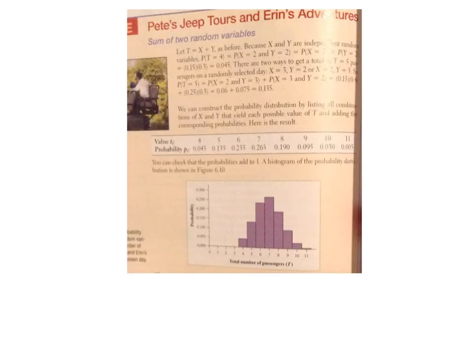Okay, so let's look at this example a little bit further. Again, we've got T equaling X plus Y as before, but X and Y are independent random variables. The probability of T equaling 4 can only occur one way, which is that they each take 2 passengers. So the probability of T equals 4 is the probability of X equals 2 and the probability of Y equals 2. So I multiply the probability of X equal to 2 times the probability of Y equal to 2.